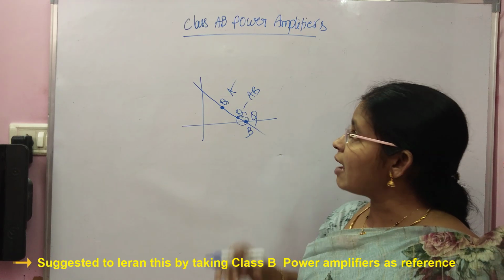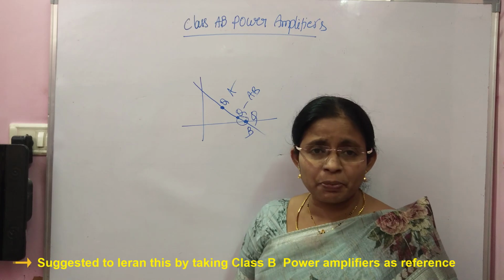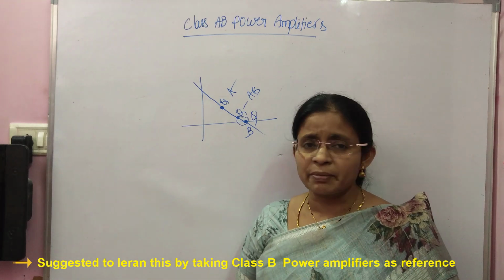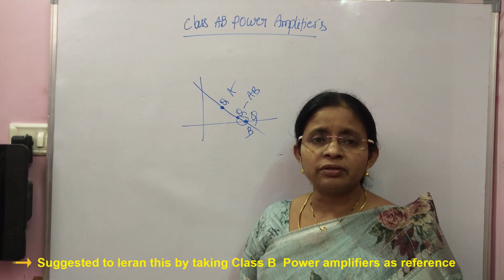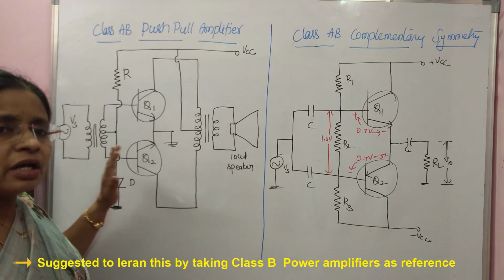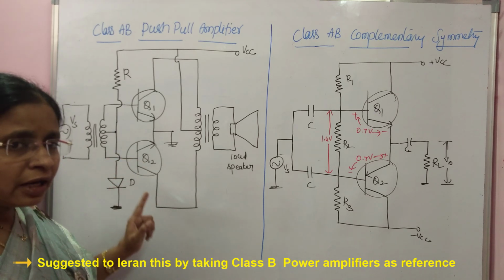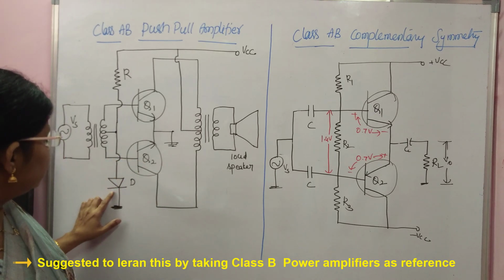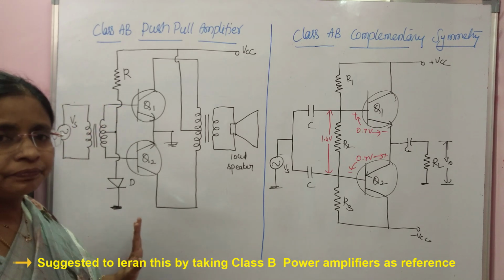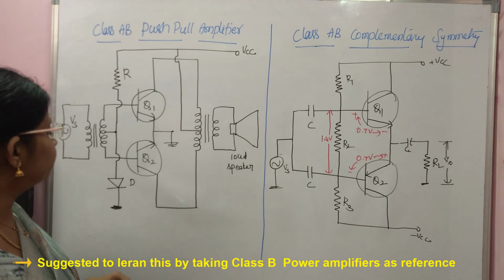Now in class AB power amplifiers also we have two types: class AB push-pull and class AB complementary symmetry. Now I'll explain both. This is the circuit of the class AB push-pull amplifier. The circuit is the same as that of class B push-pull. The one and only difference is this diode and this resistor. The rest of the circuit is the same as class B push-pull.